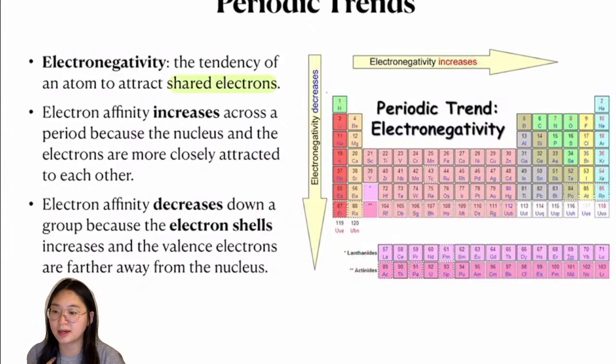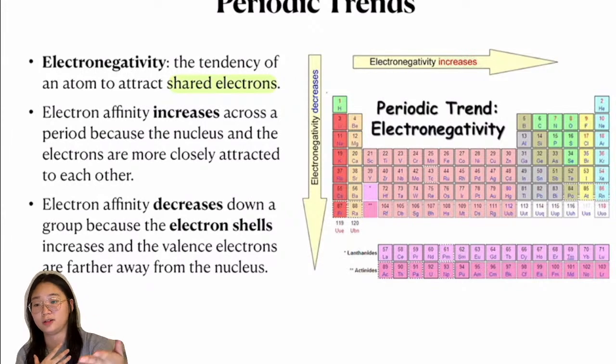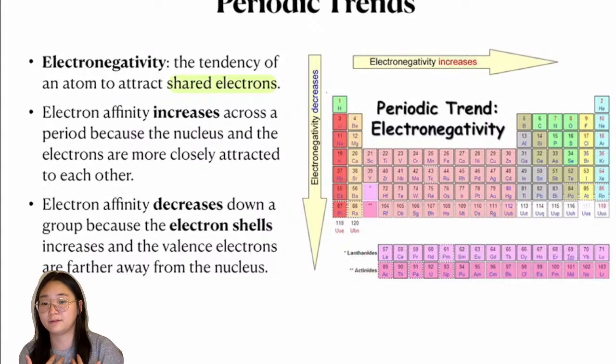Let's say I am an atom, and I'm going to share electrons with another atom. If I'm very greedy, very powerful and strong, then even though we're sharing, I'm going to grab the electrons and pull them toward myself. So most of the time, the electrons are on my side rather than on the other person's side. That means I have a very high electronegativity, while the other atom has a very small electronegativity. It's not as powerful as me to grab these shared electrons.